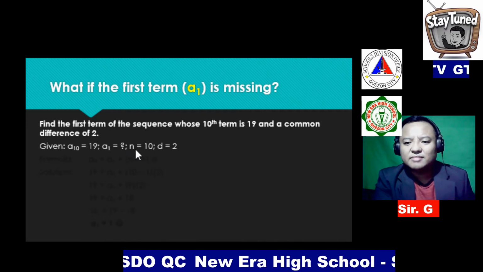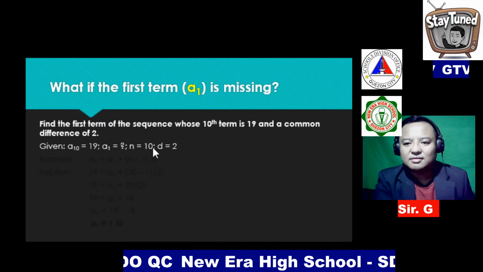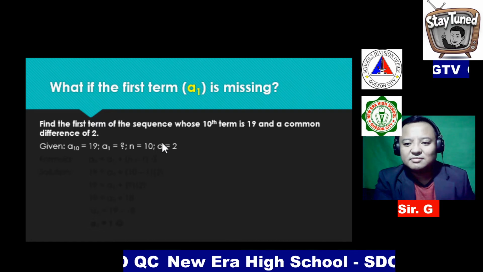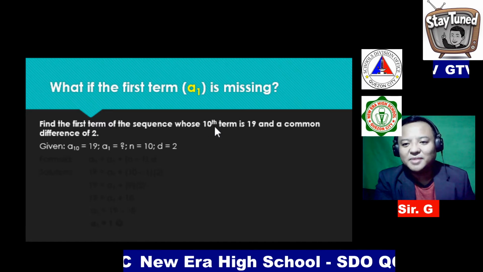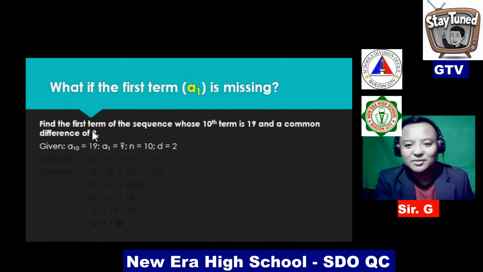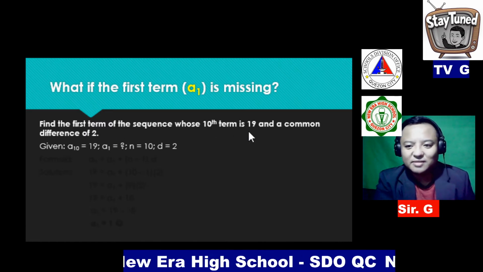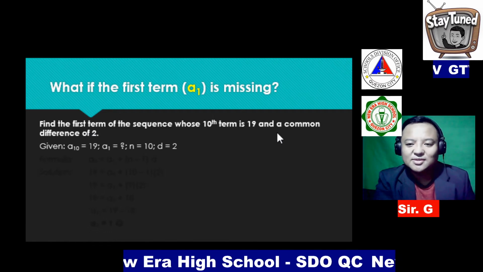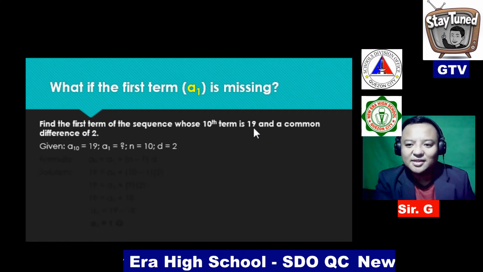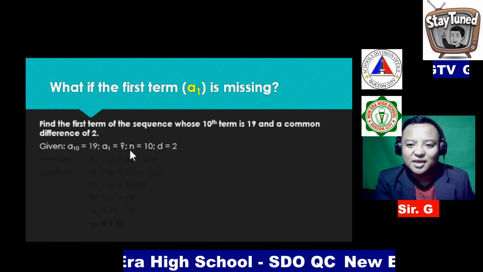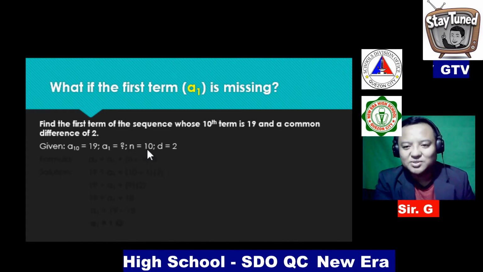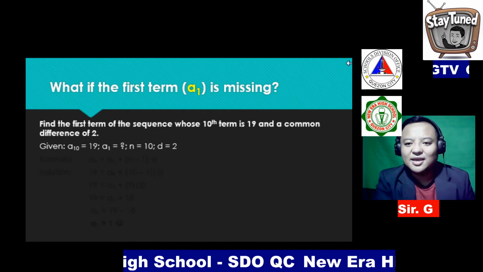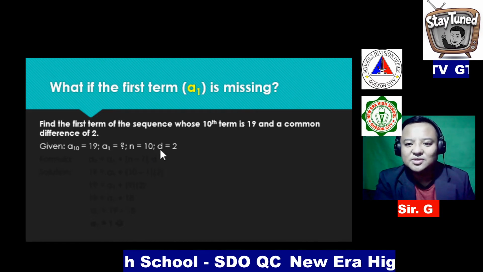How did we arrive that n is equal to 10? Of course, wala naman lumampas sa 10th term. May nasabi pa ba tungkol sa 11, 12, etc.? Wala na. So, on that note, we consider that the 10th term is our last term. That's why the number of terms is 10. Ganun lang po siya palagi. And our common difference in this case is 2.